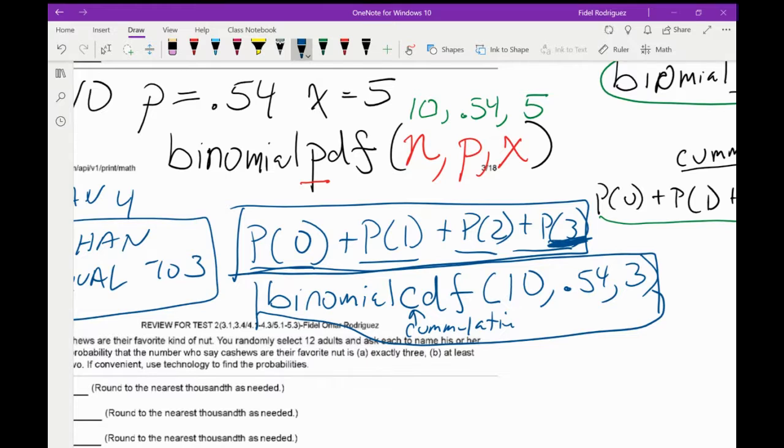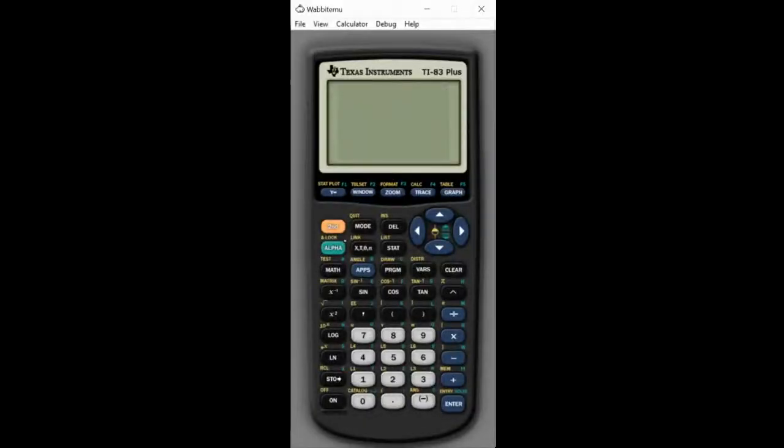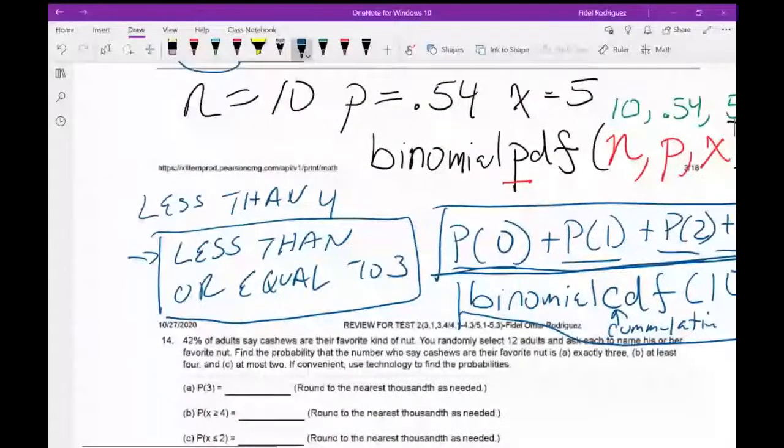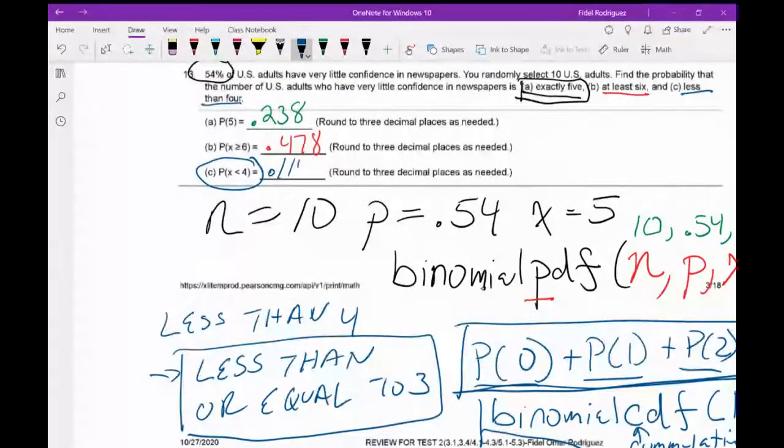Okay. So again, I'm going to come back to my calculator, and I'm going to share my screen again, get my calculator going here, turn it on. Oh, it's still on. Good. Okay, so I'm going to clear this out. I'm going to go second vars. I'm going to scroll down to my binomial CDF right here. I'm going to hit enter. We're going to have 10, comma, 0.54, comma, and we stopped at 3. Now I'm going to hit enter. And to 3 decimal places, I should be coming up with 0.114. And so then I'm going to come back here, and we're going to say for part C, we're going to have 0.114. Okay.